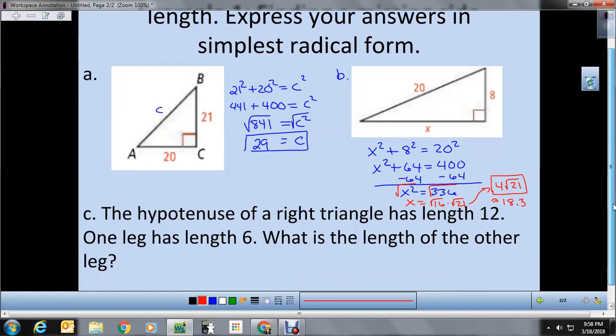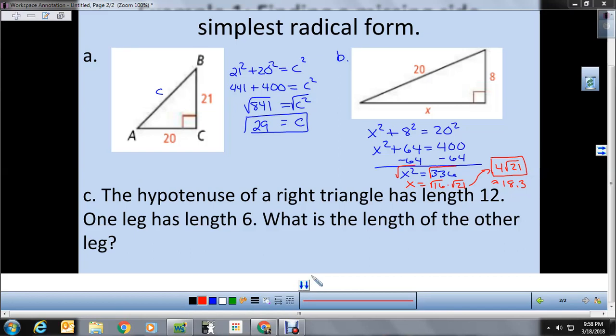All right, now let's look at part C. You try this one, and we'll come back to it in just a second.